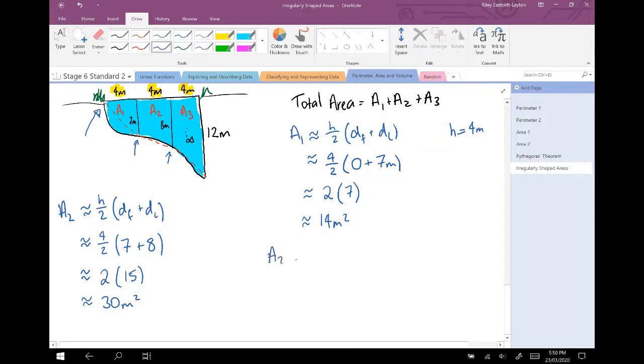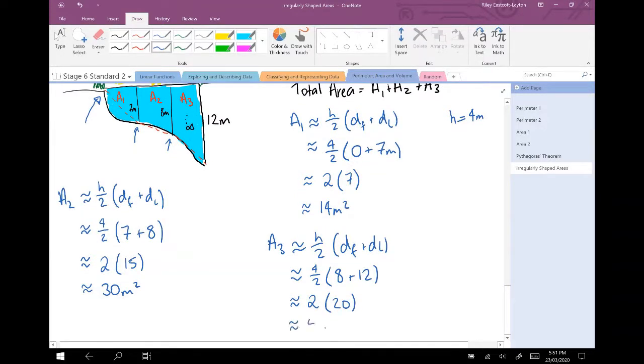Alright, lucky last. We'll use our same rule, H on 2, dF plus dL, which is approximately 4 over 2. Our first value is 8, our second value is 12. So 4 on 2 is 2, 8 plus 12 is 20, and 2 lots of 20 is 40 meters squared.